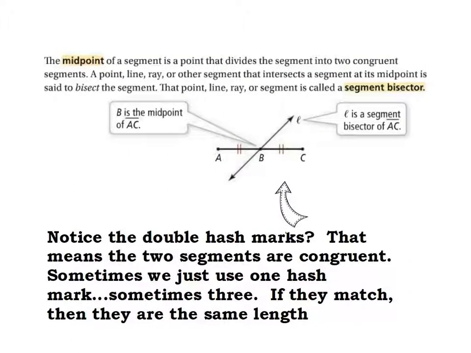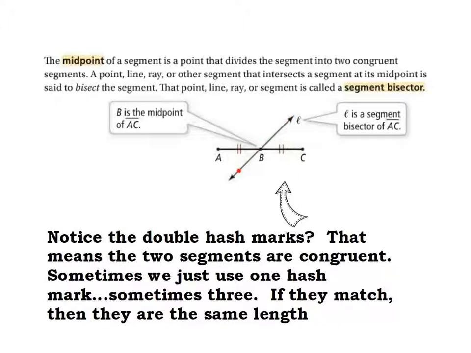All right, let's talk about something new. The midpoint. This is probably a term that you're familiar with, but let's just talk about it in geometry and what it means to us. The midpoint of a segment is a point that divides the segment into two congruent segments. So you can have a point, a line, a ray, or another segment, anything that intersects your given segment at the midpoint. So in my picture here, this line L is coming through. B is the midpoint right here. So if that's the midpoint, L is coming through and hitting at the midpoint.